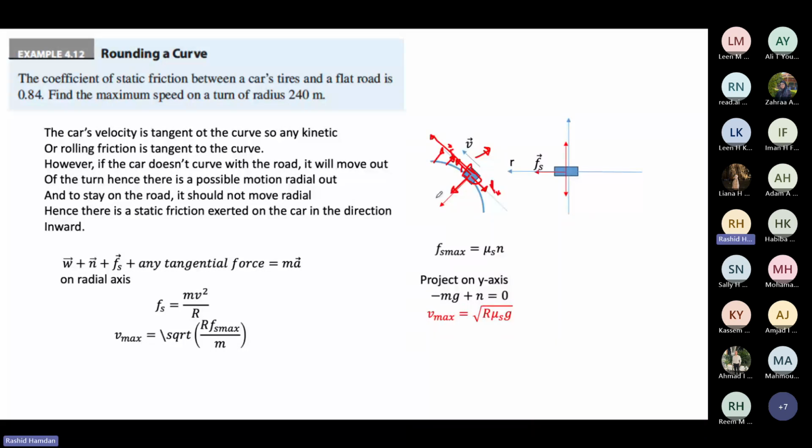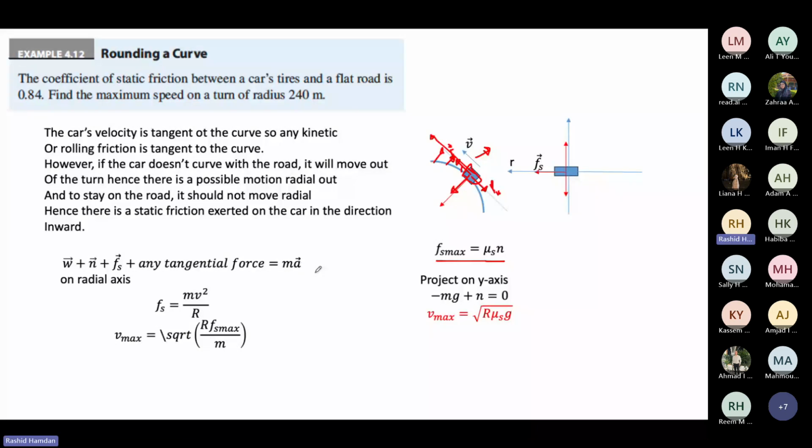Okay, so I have them written here. The static friction is the force that provides the inward force. But static friction has a limit, and the limit of static friction, Fs maximum, is equal to mu s N. So eventually, no matter how good mu s is, if I am moving too fast, I would actually slide out.